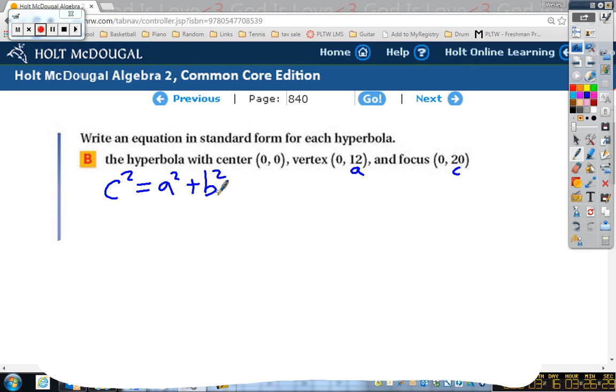Okay, so we're going to use c squared equals a squared plus b squared. So the sign's opposite with the hyperbola. Well, I know my c is 20. A is 12. So 20 squared is 400, which equals 144 plus b squared. I'm going to subtract 144 from both sides.